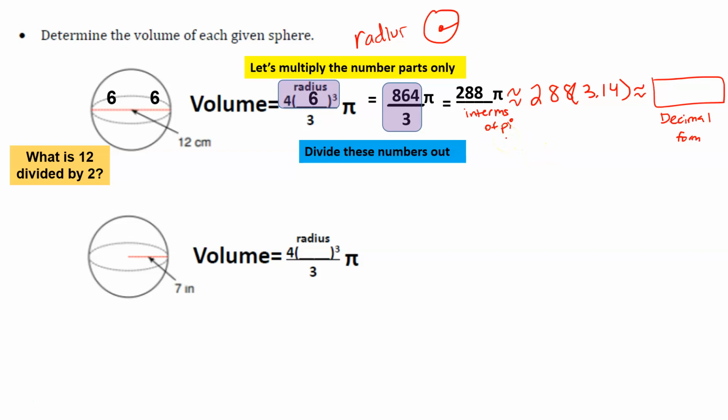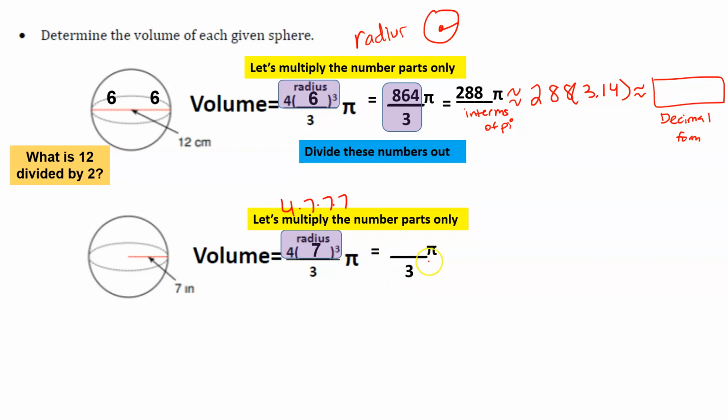Now, computer, we are ready to do the next problem. So notice this one already gives us our radius, so we're just plugging stuff in. Alright, take a moment right now, and let's go ahead and compute what 4 times 7 times 7 times 7 is. Hopefully you're doing that. We're going to bring over a denominator of 3 and our pi symbol. Last chance. Alright, so that would be about that amount, 1,372.